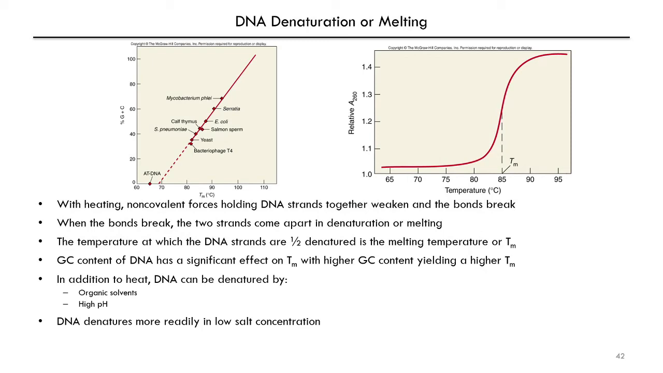DNA with a higher GC content is observed to have a higher melting temperature. This can be attributed to the fact that GC base pairs form stronger interactions with 3 hydrogen bonds compared to AT base pairs, which only have 2 hydrogen bonds. This means that more energy is required to break these interactions, requiring higher temperatures. In addition to heat, DNA can be denatured by organic solvents or high pH. DNA also denatures more readily in low salt concentration. This can be attributed to the fact that in low salt, the repulsive force of the negatively charged DNA has greater influence.